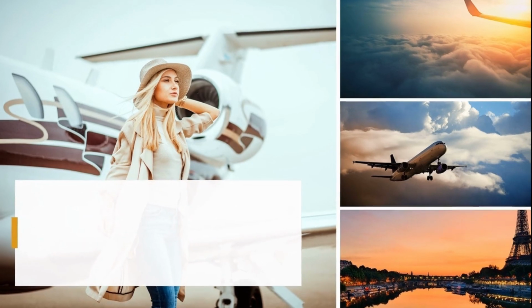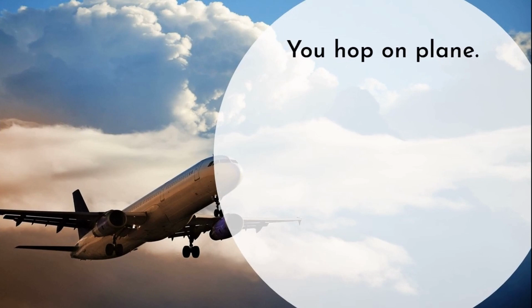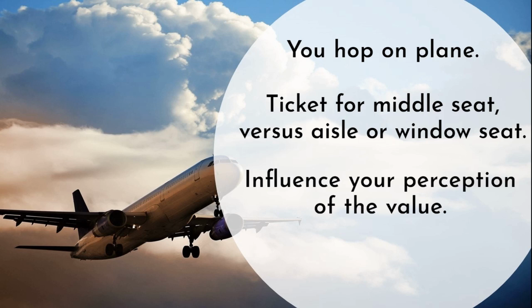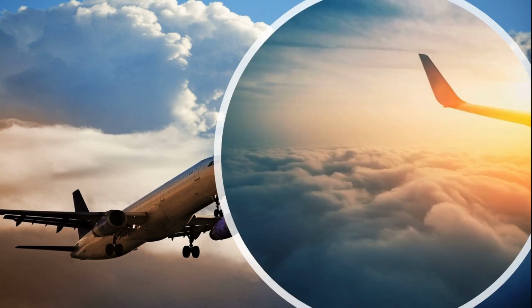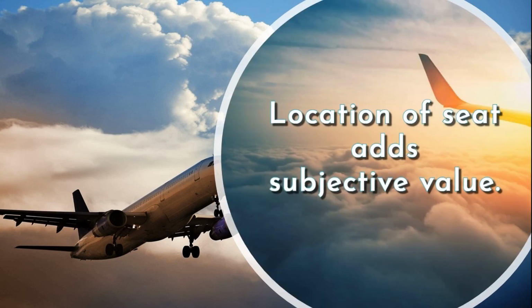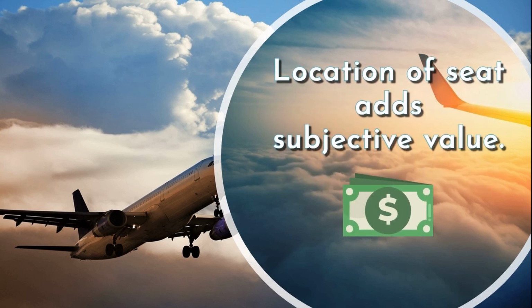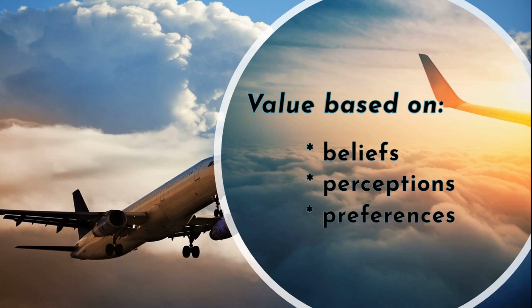Now, assuming you can and you want to hop on a plane to France tomorrow, if the ticket were for a middle seat versus, say, an aisle or a window seat, that would probably influence your perception of the ticket's value. Now, some people prefer aisle seats, while other people prefer window seats. So therefore, the location of the seat adds a subjective value layer to the ticket. Now, regardless of the $100 cost attributed to the ticket, everyone would place a different value on it due to their own beliefs, perceptions, or preferences.